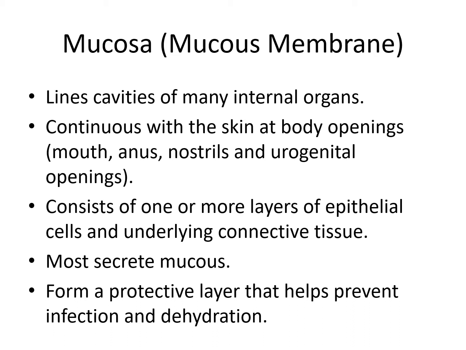The innermost layer of the digestive system is known as mucosa, or a mucous membrane. So this is going to line the cavities or lumen of the internal organs. Keep in mind that the cells that line the interior of the digestive tract are continuous with cells that are on the outside of the body. So in the mouth, we have mucosa inside the mouth, and those cells are going to abut against the cells that make up the lips and the skin of the face.